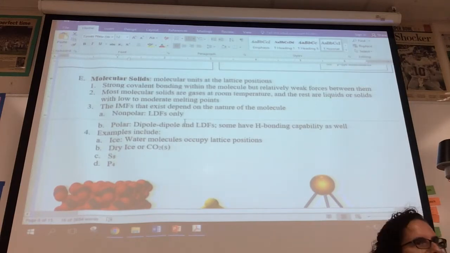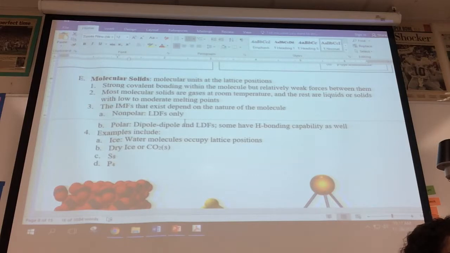The last two types of solids we want to mention, and again, you're going to have a lot of practice time with this in the Pogil packet.